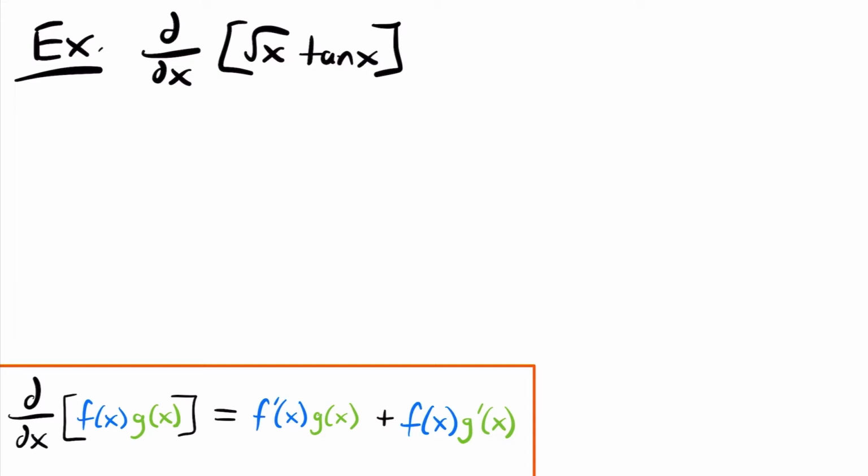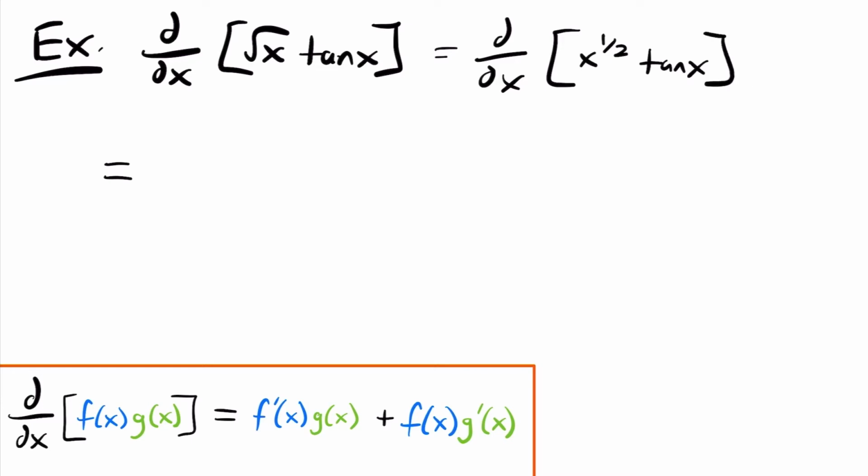And so this derivative is going to be equal to the derivative of this first function here. Now, what we typically do when we see the square root of x is we like to rewrite our function. So I could say that this is equal to the derivative of x to the 1/2 power times tangent x, and that would maybe make it a little easier for you to visualize how we're going to take the power rule of this first function.